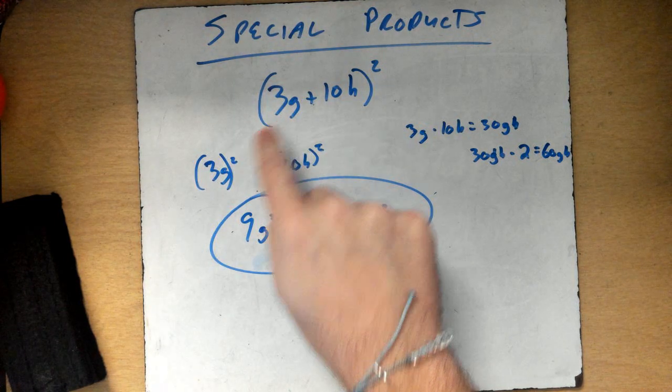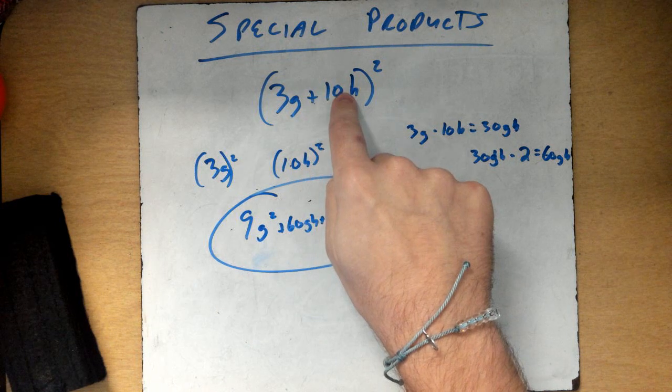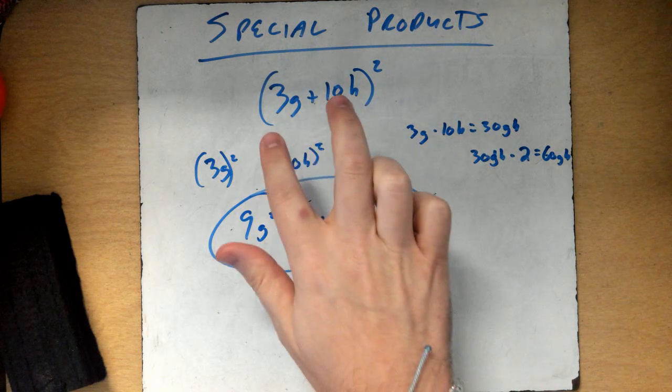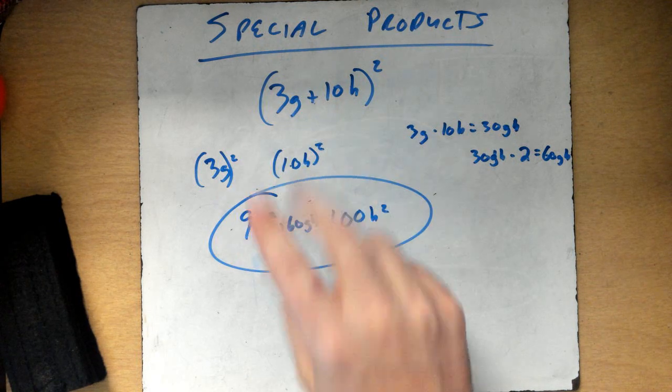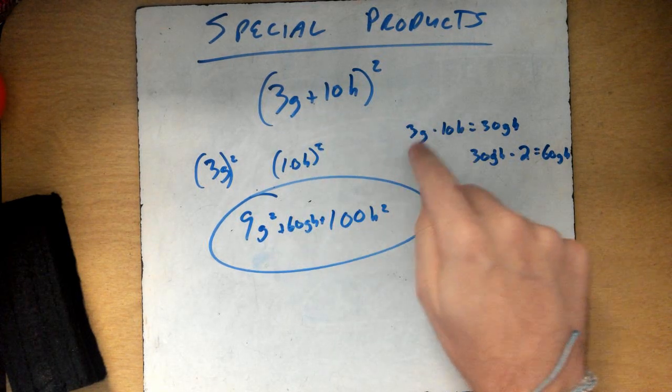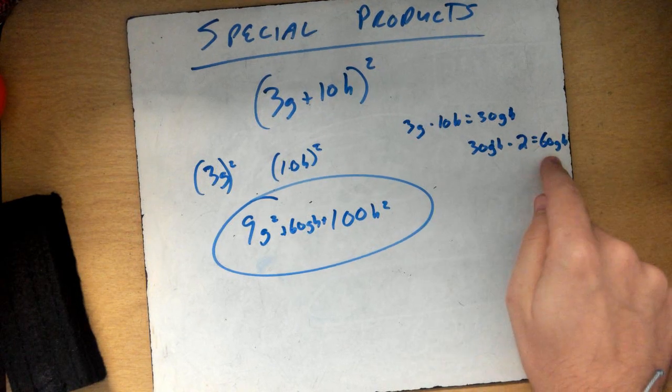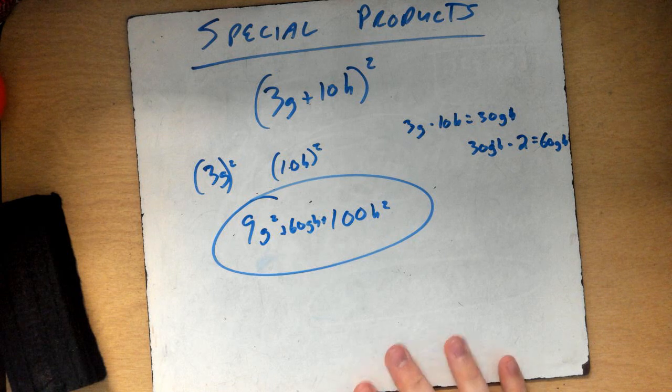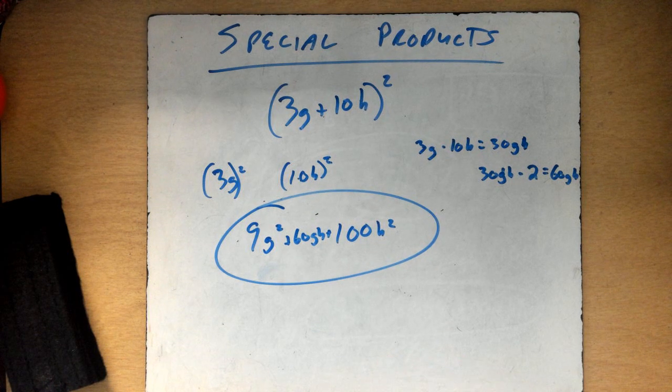Square the first, boom. Square the second one, boom. Multiply, times by 2. Boom. There we go. All right. Don't think too hard about this. All right. So that's if we're adding, okay?